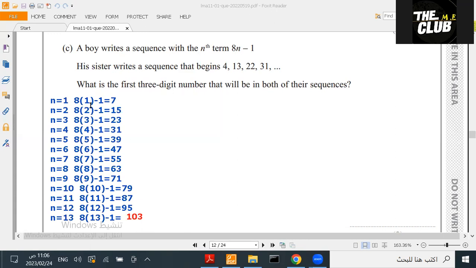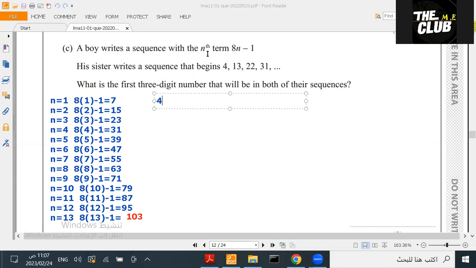So we use the same idea that we find the terms of a sequence, and we got 103, the first three-digit number. Now we're going to follow the other sequence, same idea, and find the first three-digit number in it. The sequence starts with 4, and then 13. So what do we add? We say 13 minus 4, which is 9. So we're adding 9. And then 22 minus 13, same idea, we're adding 9.